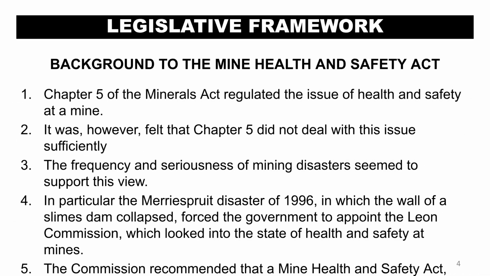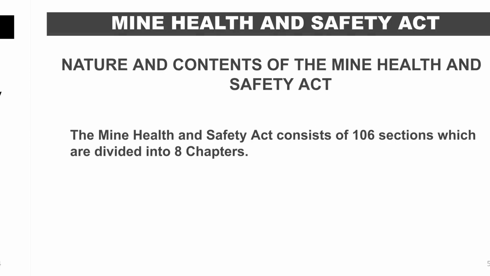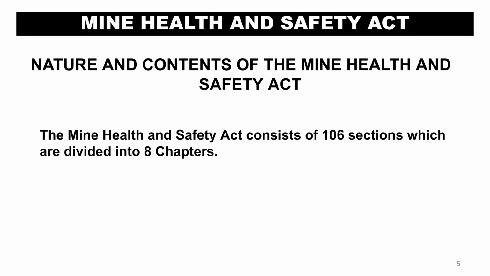The Mine Health and Safety Act arose because the Minerals Act did not sufficiently address health and safety issues. The 1996 Merriespruit disaster led to the Leon Commission, which recommended drafting this dedicated act. The Mine Health and Safety Act is organized into 8 chapters, encompassing a total of 106 sections.